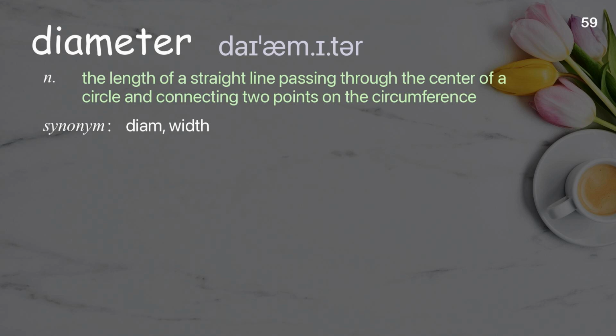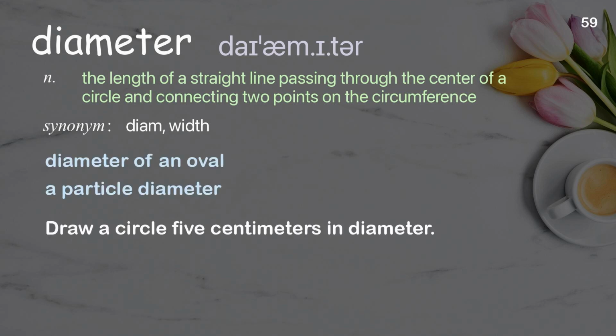Diameter. The length of a straight line passing through the center of a circle and connecting 2 points on the circumference. Examples: diameter of an oval, a particle diameter. Draw a circle 5 centimeters in diameter.